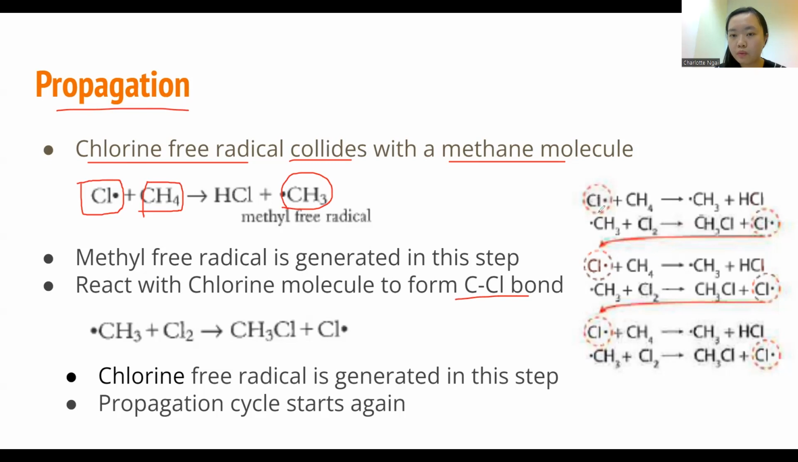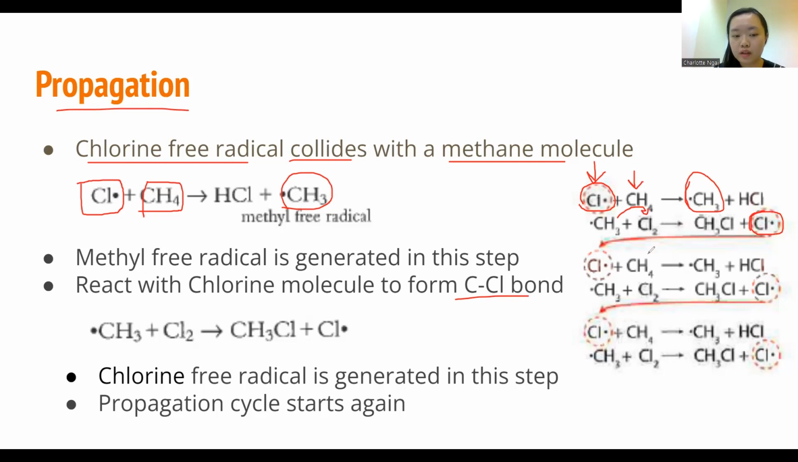So let me explain the mechanism. This is a chlorine free radical. It collides with methane, and then what I get is a methyl free radical. And then in this step, it repeats the step again. And now the chlorine free radical is what I get.